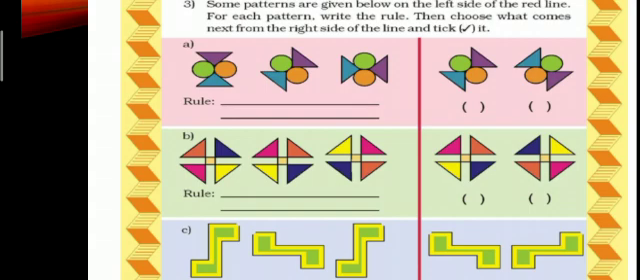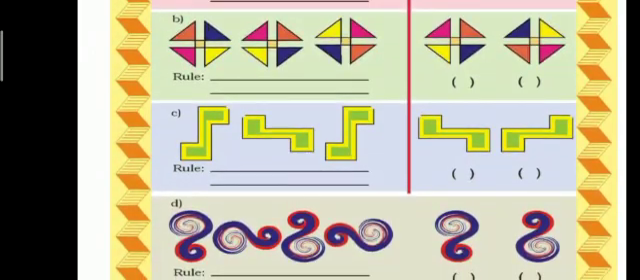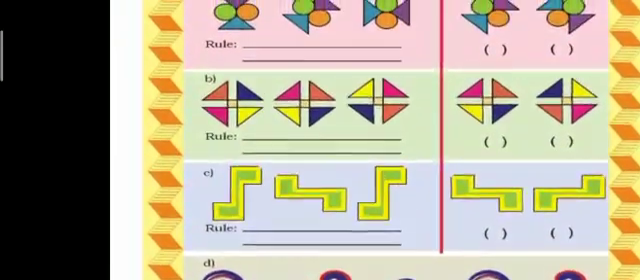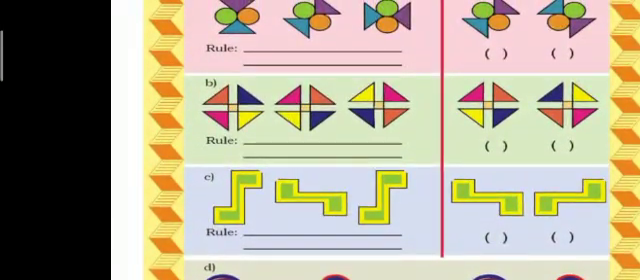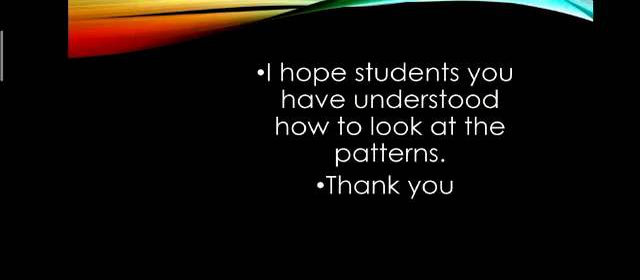Okay, so here in the textbook we are going to put a tick mark. In this manner you are going to complete your questions B, C and D. We have to take a nice look at what turn they have taken, and keep in mind whether they are taking a clockwise or anti-clockwise rotation. So I hope students you have understood how to look at the patterns and how to recognize the next pattern, whether we are given a space to draw, or given an option to make a choice.